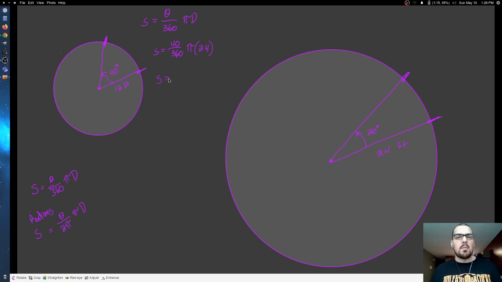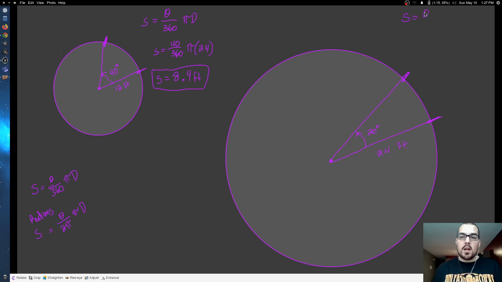Then, again, I'm going to round to the nearest tenth. 40 out of 360, I'll keep that in parentheses. Another set of parentheses for pi, another set of parentheses for my diameter. I'm getting 8.4 feet as that arc length.